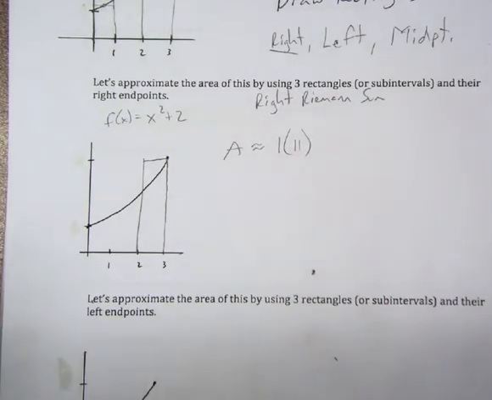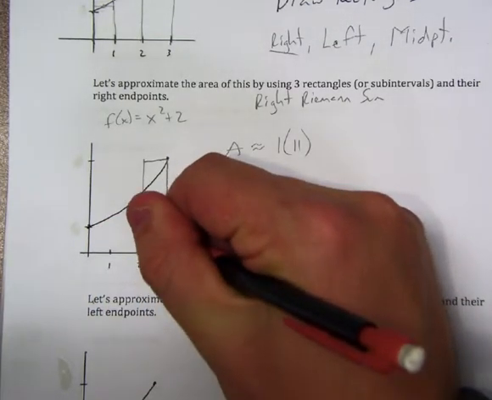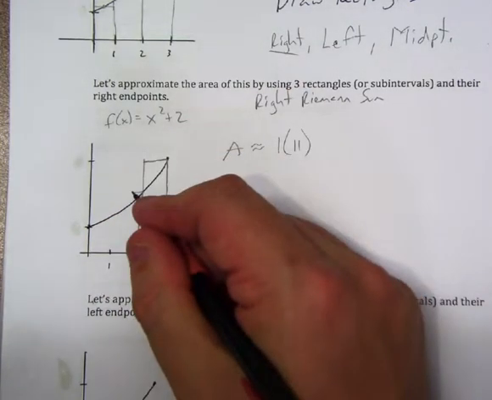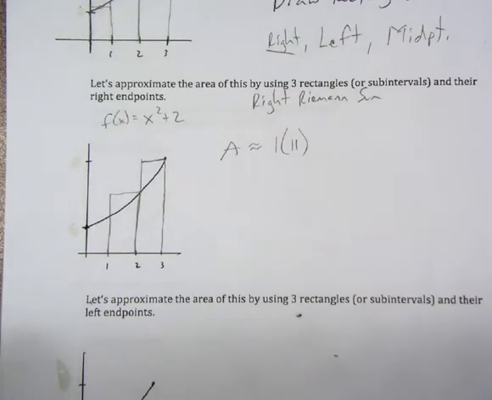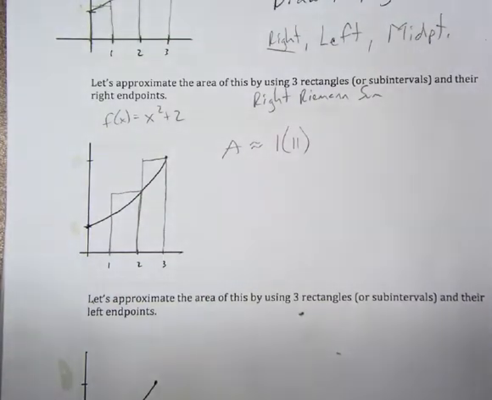So 1 times 11. And I wouldn't just write 11. I wouldn't do that in my head. Now I go at 2, and I go up till I hit the curve. I go over, and I go down. And now I want the area of that rectangle. We're going to add that to the previous one.